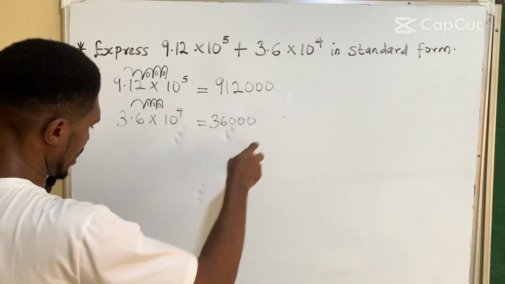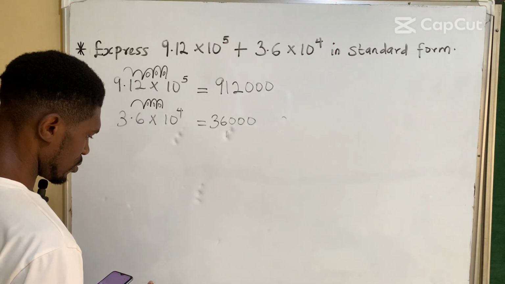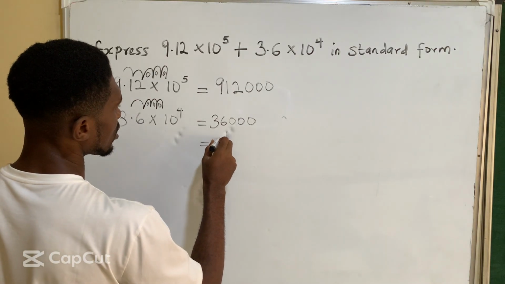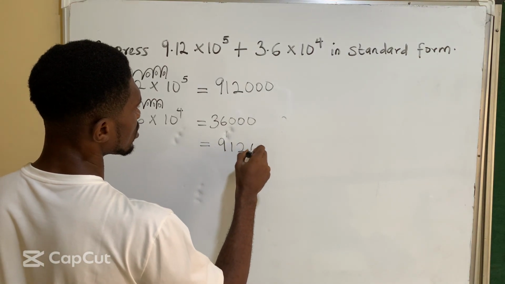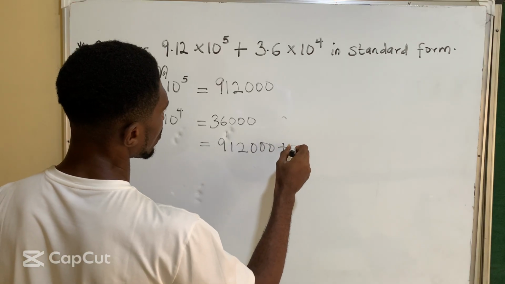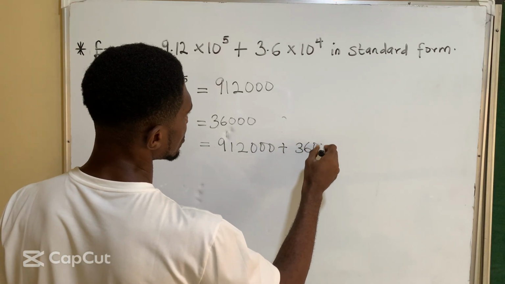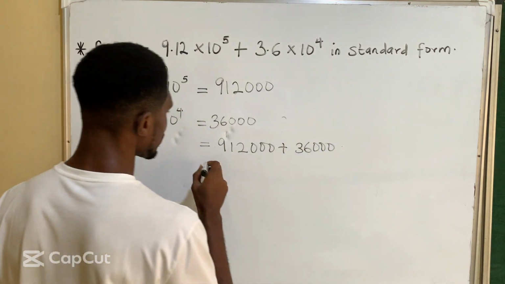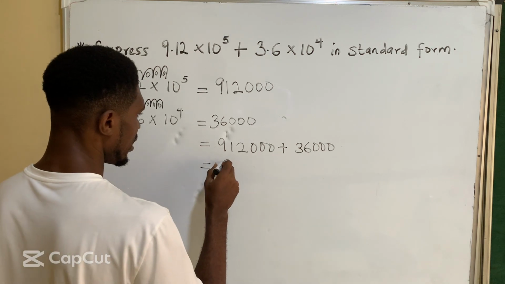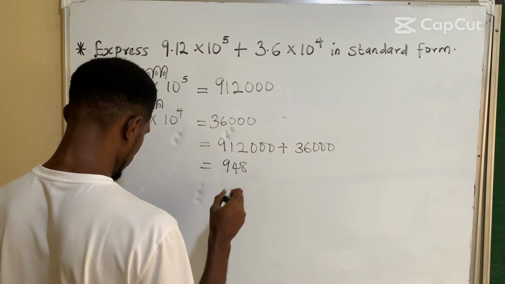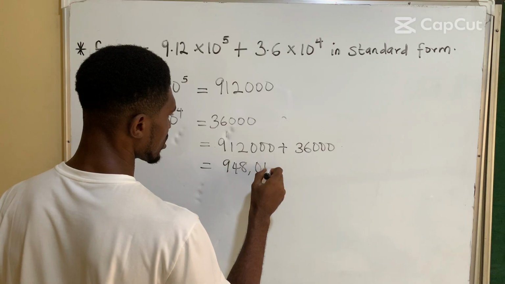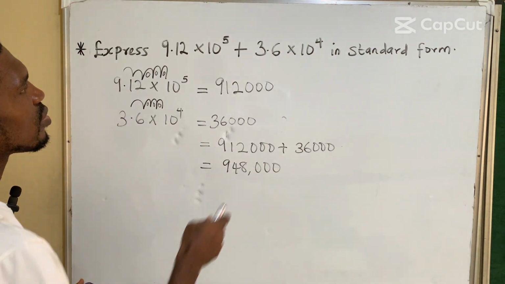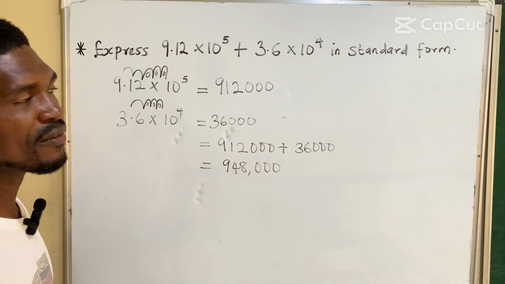When we add this together, we have 912,000 plus 36,000, which will give us 948,000. Now, remember we have been asked to express it in standard form.